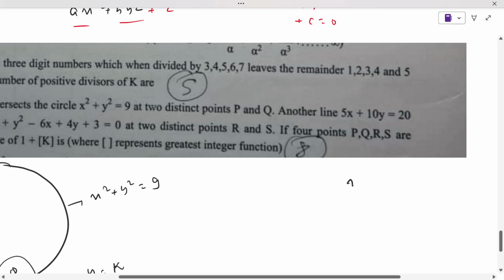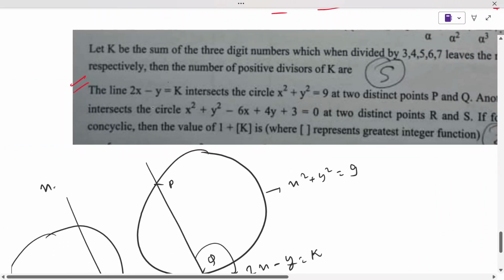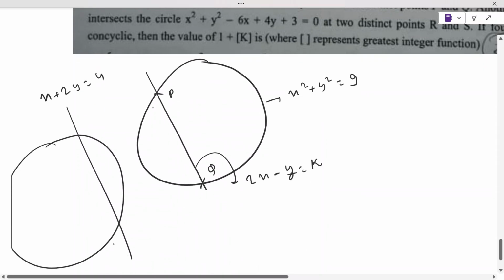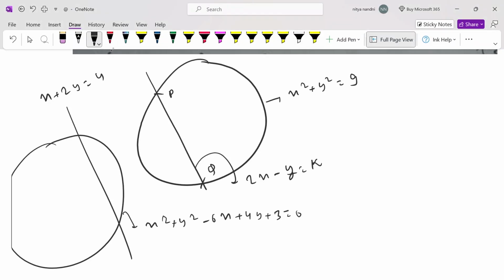Just cancel the 5s and obtain x plus 2y equal to 4. Right? Then I have this equation as x squared plus y squared minus 6x plus 4y plus 3 equal to 0. Then there is a circle which is passing through these. All four points are concyclic, right?